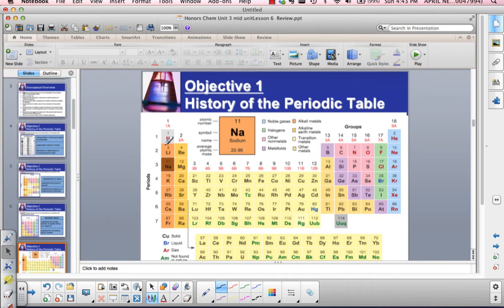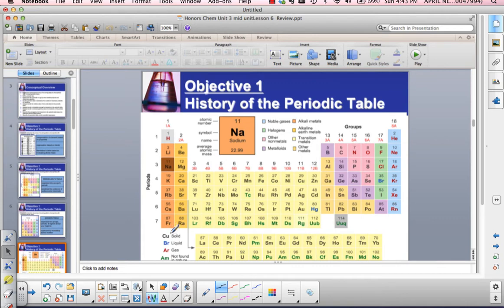Looking at this, you have your groups. Groups are going up and down. This first one here we consider group 1, and these are what we consider the alkali metals. They are reactive in water for the most part, from lithium down to francium. And the further you go down the column, the more reactive with water it becomes.